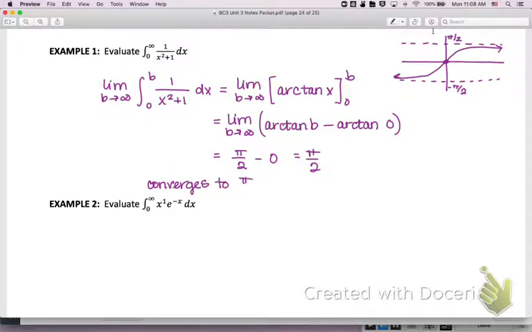to pi halves, okay? So even though we're finding the area from the curve from 0 to infinity, it gets so teeny tiny at the end that we end up having a finite amount of area, which is kind of interesting, okay? So that's the answer to number 1. Let's go ahead and look at number 2.